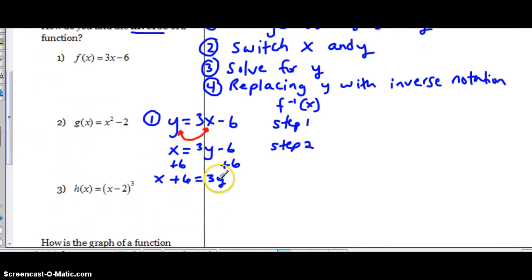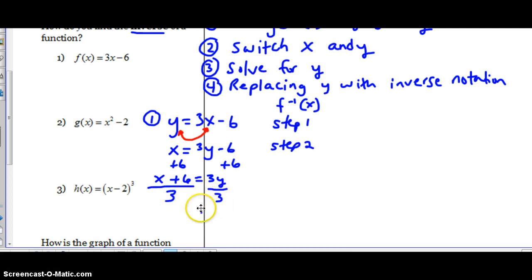We still have a 3 times y, so to get the y by itself, we'll have to divide by 3, because 3 divided by 3 would be 1. And we have to divide everything by 3, both sides, everything. Whatever we do to one side of the equation, we have to do to the other.